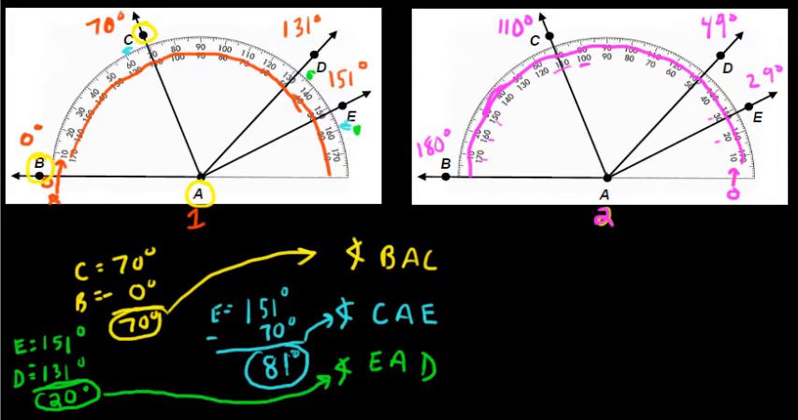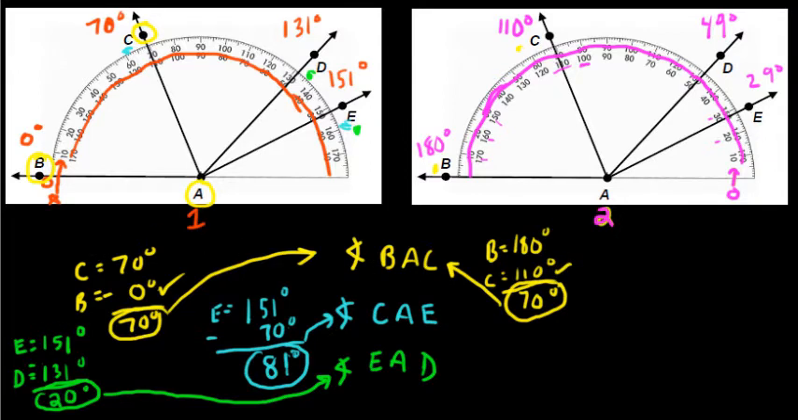Alright, now I'm going to show you how you can use the same protractor, but the different row, and still get the same answers. Okay, so let's look at angle B and C. B is bigger, so I'm going to start with B. B on protractor 2 is 180 degrees, and C equals 110 degrees. Alright, that's going to leave me with 70 degrees. So, does that match protractor number 1? Yes, it does. 70 degrees, 70 degrees.